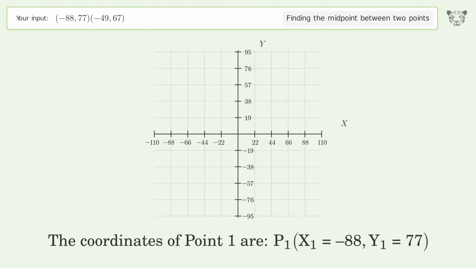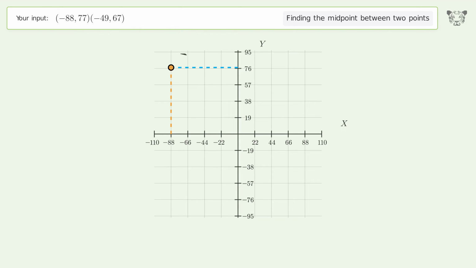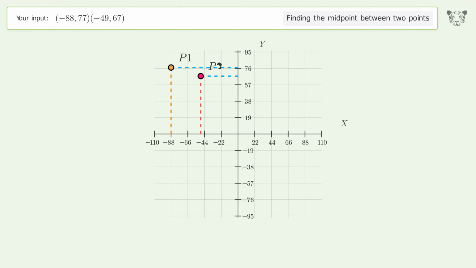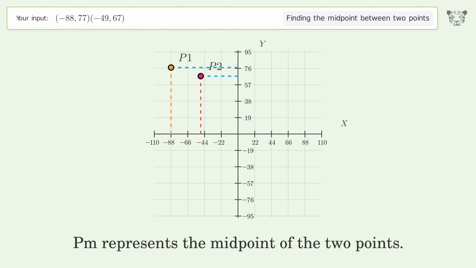The coordinates of point 1 are, x1 equals negative 88, y1 equals 77. The coordinates of point 2 are, x2 equals negative 49, y2 equals 67. PM represents the midpoint of the 2 points.